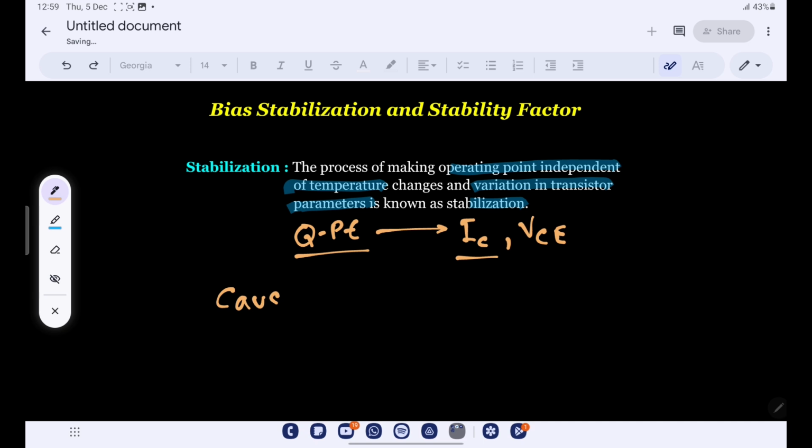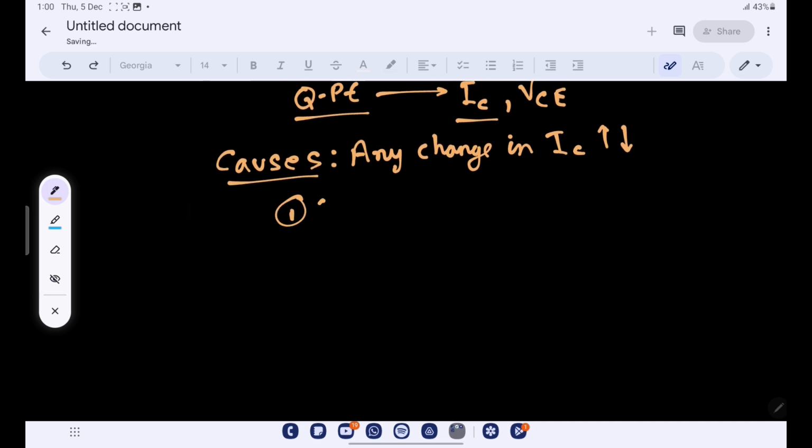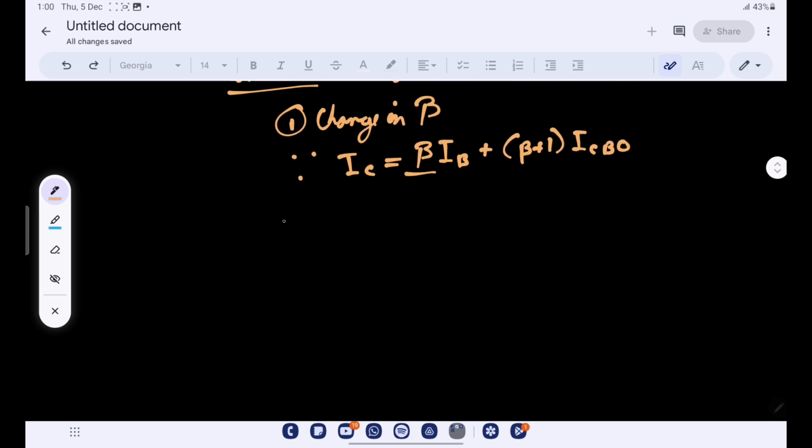Now, the question is, what causes the unstabilization? Any change in the value of the collector current, increase or decrease, causes it. IC will change with the change in the amplification factor beta, as it is given that IC is equal to beta IB plus (beta plus 1) ICBO. Amplification factor is constant for a given transistor, so changing the transistor can cause it to change. Also, two transistors do not have the same amplification factors.